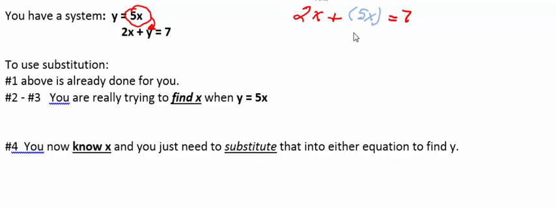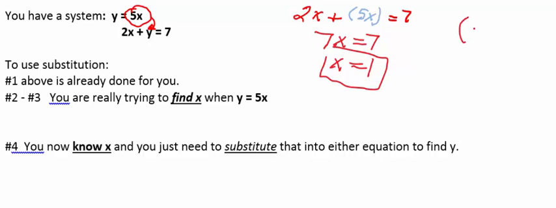So 2x plus 5x is going to give me 7x, and that's going to be equal to 7. So when I divide by 7, x is equal to 1. So now we know x is equal to 1, but it's an ordered pair that we have to find. So I'm missing the y.